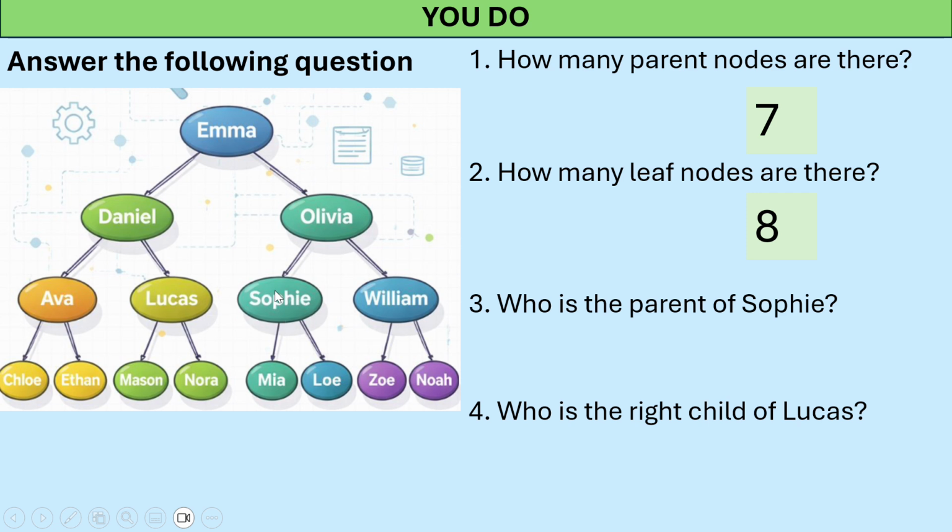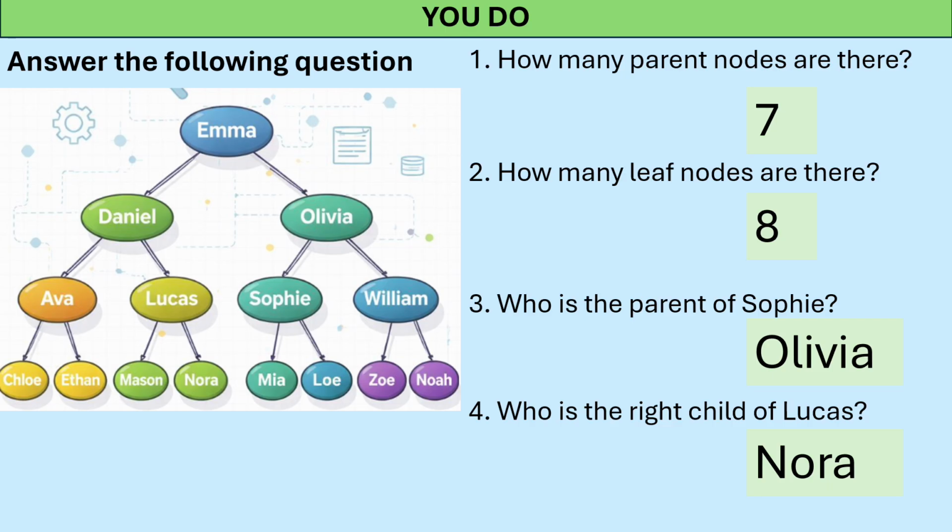Who is the parent of Sophie? Well, Sophie's parent is Olivia. So we would say Olivia. Who is the right child of Lucas? Well, Lucas is here. The right child, looking at the right, is Nora. So Nora is the right child. I hope you got along really well with those 4 questions.